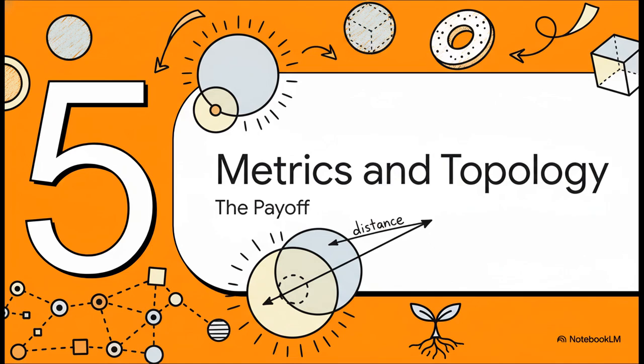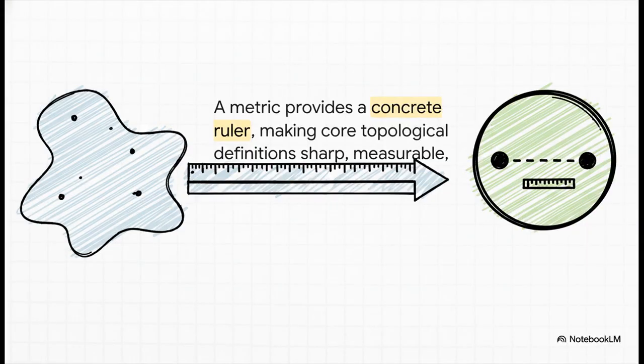Okay, so we've done all this work, we've carefully built this idea of a metric, we've stress-tested the rules. So what? What's the big deal? What's the payoff here for our study of topology? The payoff is one word: precision. A metric gives us a concrete ruler. All those concepts that felt a little fuzzy before when we were just talking about open sets, now, with a ruler in our hand, they become sharp, measurable, and honestly, a lot easier to wrap your head around.